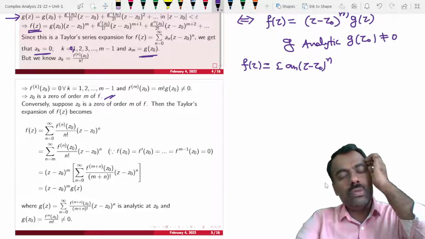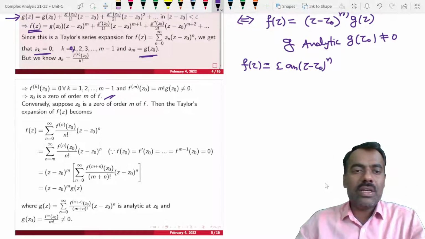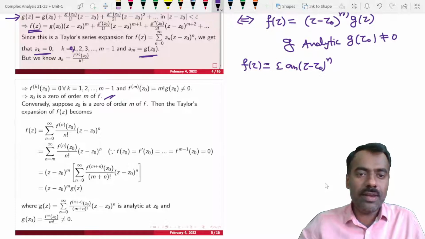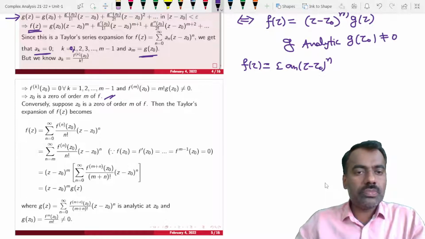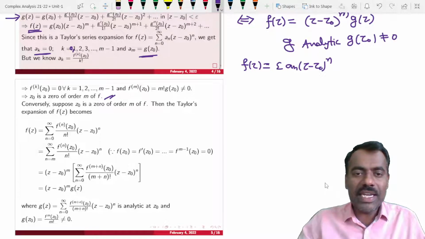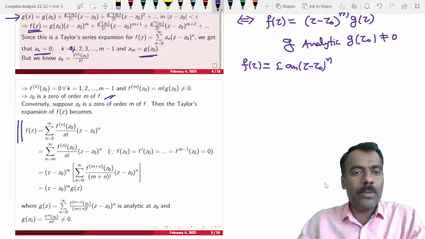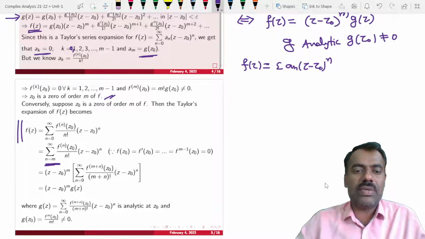Conversely, assume that z naught is a 0 of order m. That means f of z naught, f dash of z naught, up to f (m minus 1) of z naught are all 0, and f m of z naught is non-zero. Now because we already know that f is analytic, write the Taylor series expansion and substitute the values of f n of z naught. Up to m minus 1 they are all 0, so it starts from m onwards, that is, n is equal to m to infinity.